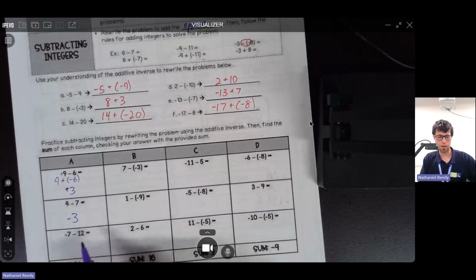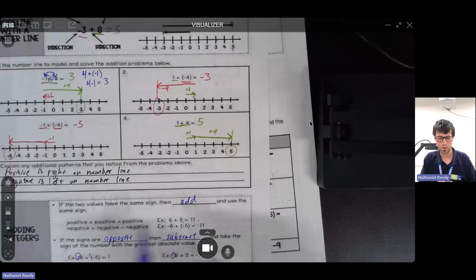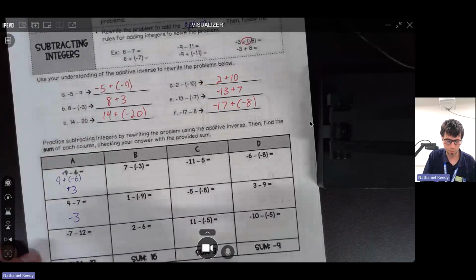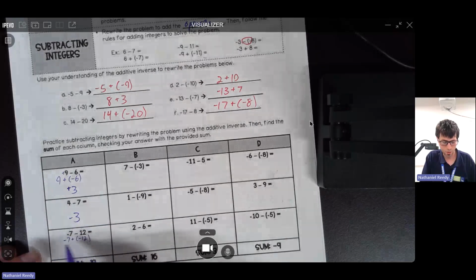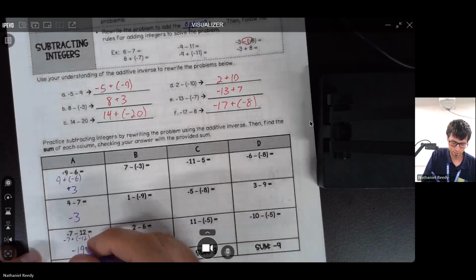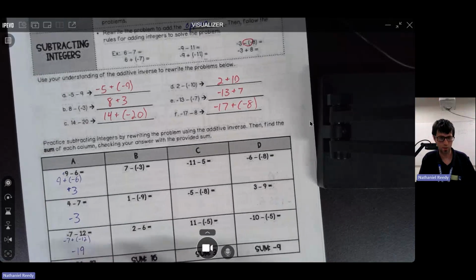Okay, these two have the same sign. And so the rule is if two values have the same sign, then we add them together and use the same sign. So even though there's a minus sign, remember this is the same thing as saying negative 7 plus a negative 12. So I'm going to add these two numbers together because they're both negative. So negative 7 minus 12, that's a negative 19. Because I'm adding two numbers together and I'm keeping that negative sign.